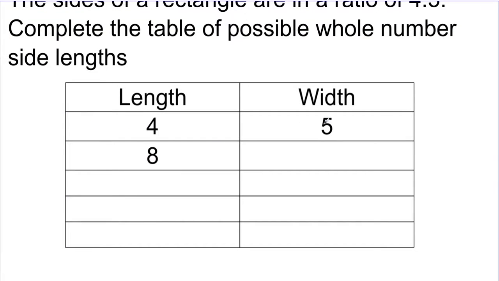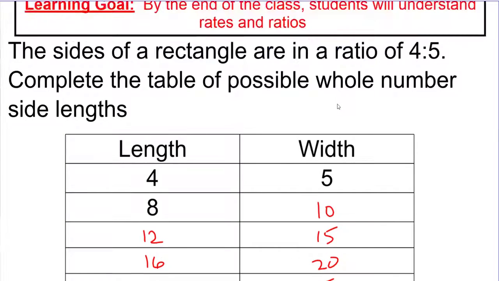Here's times 2. So I'd have to do times 2. I could do times 3, which means over here I do times 3, times 4, times 4, times 5, times 5, right? So these are all equivalent ratios: 4 to 5, 8 to 10, 12 to 15, 16 to 20, 20 to 25. They are all equivalent ratios that will keep the length of the rectangle and the width of the rectangle in the same proportion, so they will be compared the same.